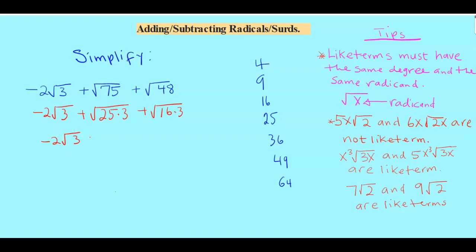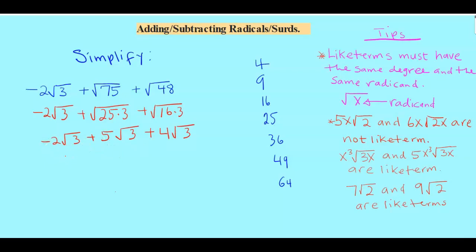and the square root of 25 is 5, so that comes out. The square root of 16 is 4, it comes out as such. Now we have the same radical and then the constants, so they are like terms.